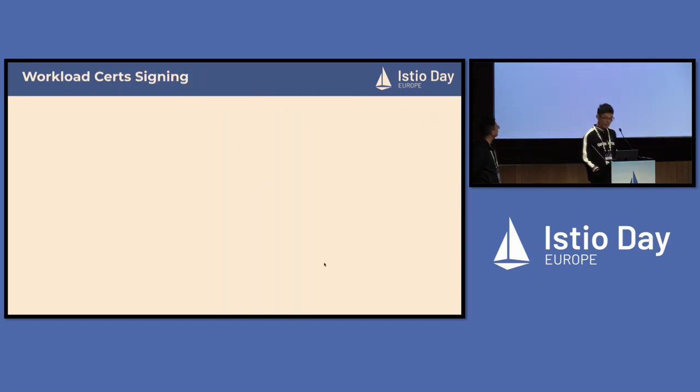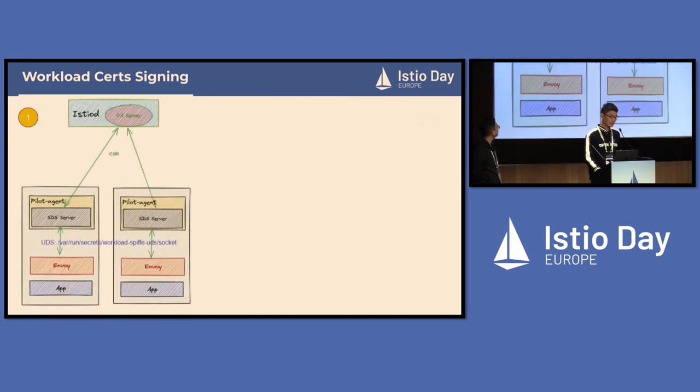OK. There are two ways of signing workload certificates in Istio. The first mode is that istiod works as the CA authority. It helps workloads by issuing certificates with their own identity. For the example on the last slide, Sleep and HTTP have different identities, so we issue different certificates to them.